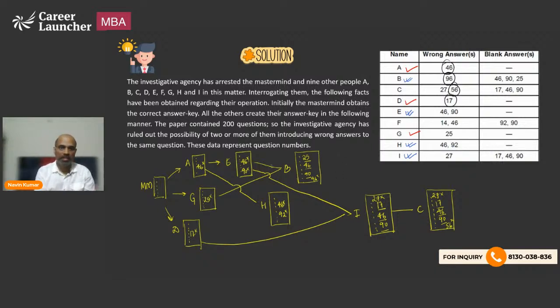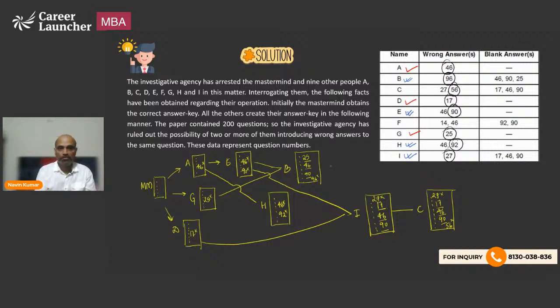E's own mistake was 90. G's own mistake was 25. H's own mistake was 92. And I's own mistake is 27. Okay. Now F. F has to make two mistakes, 14 and 46. So that person must have copied from somebody who has made a mistake in 14 or 46, right?